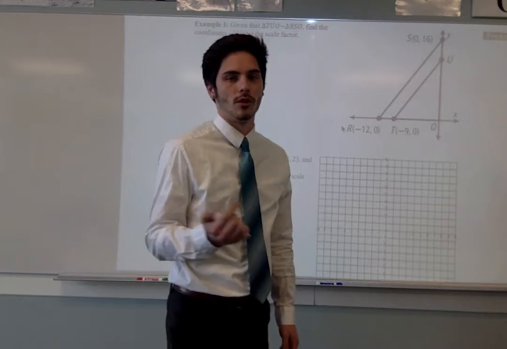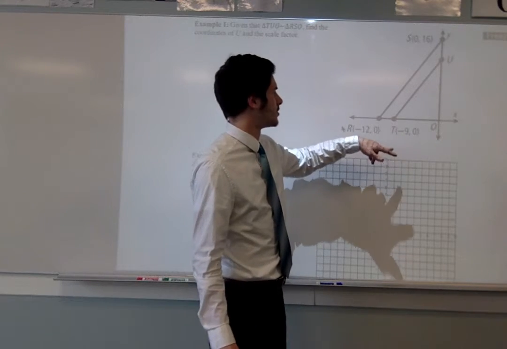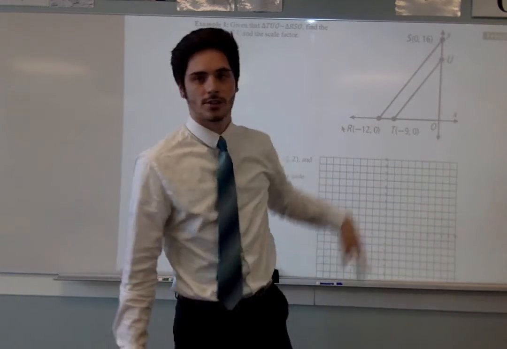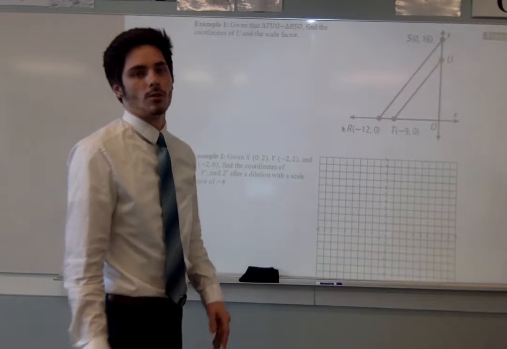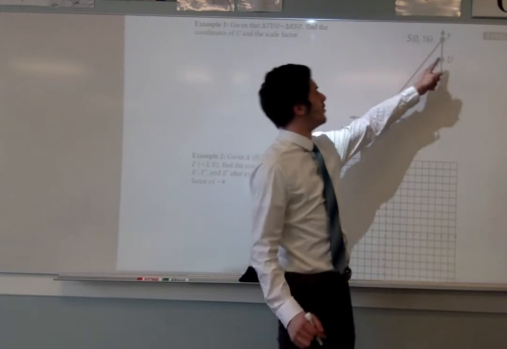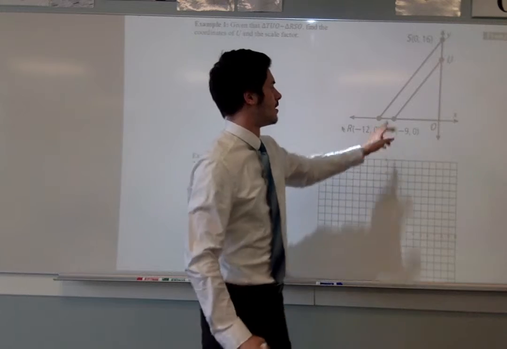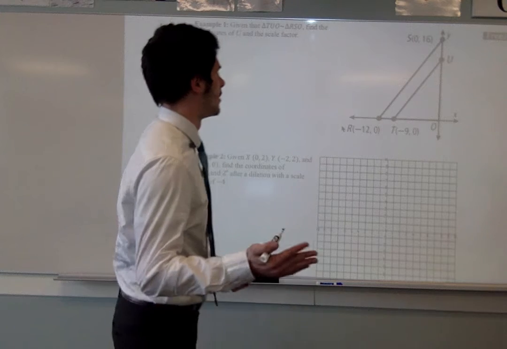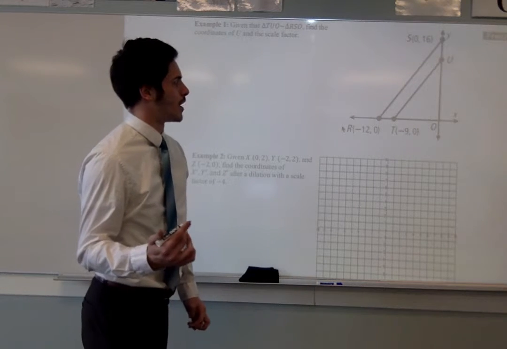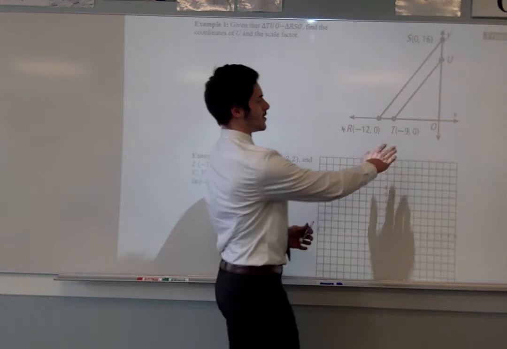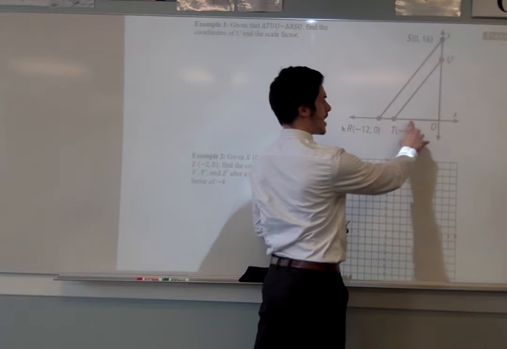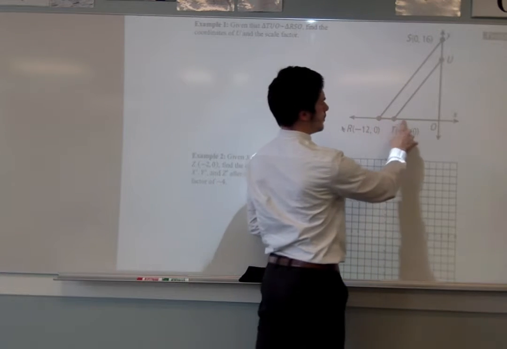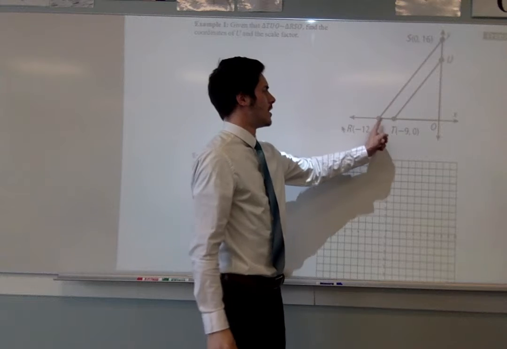So our first example is this one with triangles TOU and ROS, sorry, ROS. We're going to find the coordinates of U, and we're going to find the scale factor of these two triangles. To start, we think about which corresponding measurements we have. I see that T is -9, which means it's 9 units that way, and R is -12, which means it's 12 units that way. So 12 units backwards and 9 units backwards.